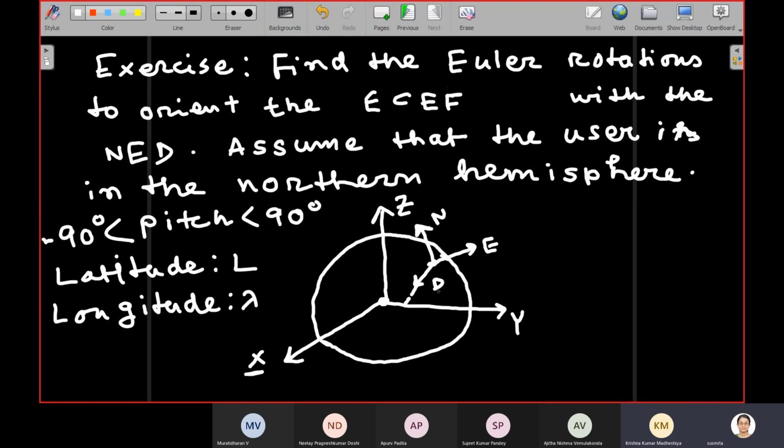Origin can be at the center, but you can choose the rotations in such a way that X will be pointed along that local north. Correct? That can be done, right? You just need to find the rotations. And the latitude and longitude have been given, so they will be functions of latitude and longitude.